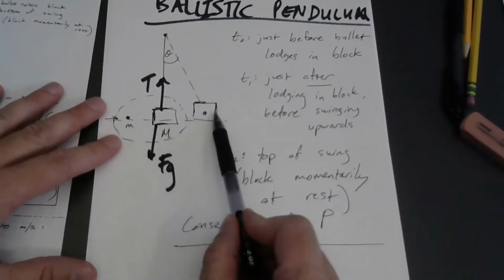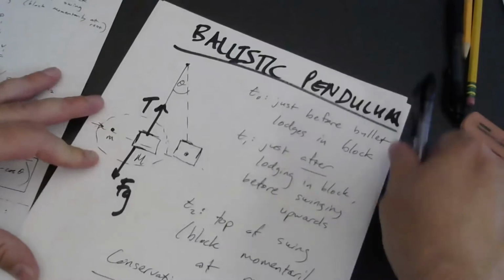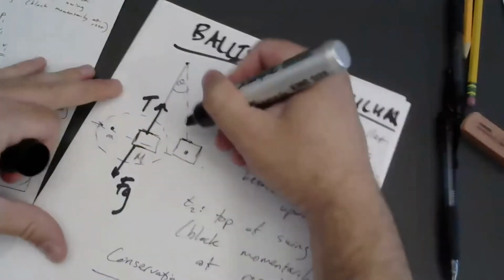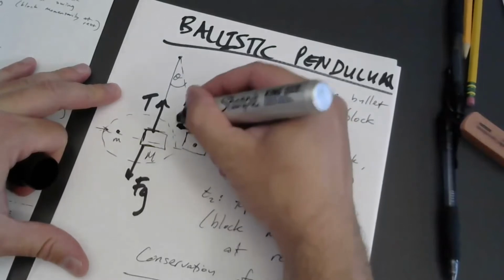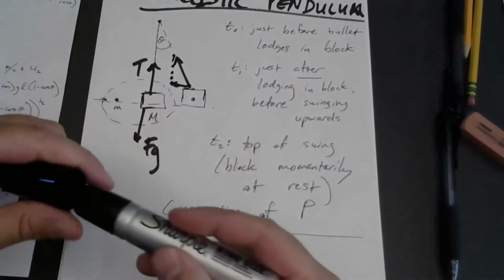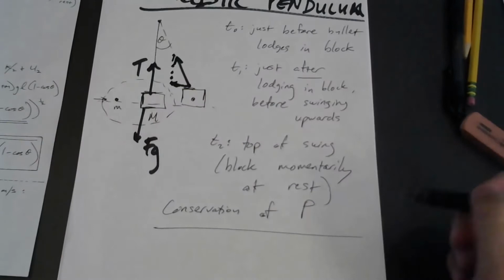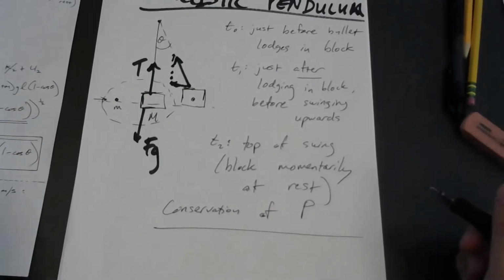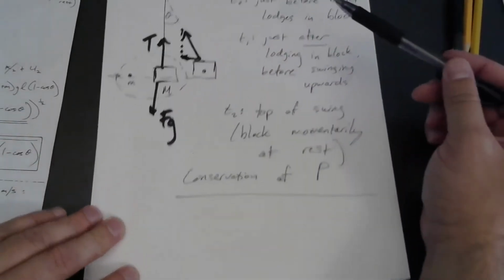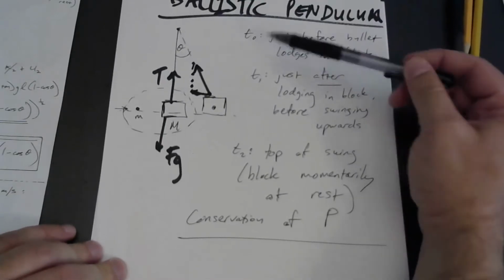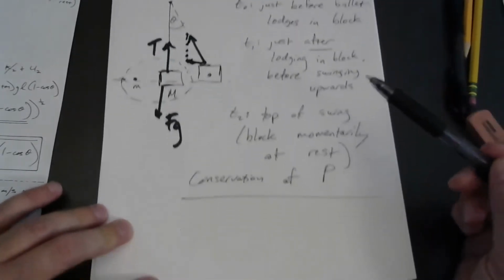As the block is rising, we could look at the tension and see that it actually does have an x component. So the tension will be changing the momentum of the block on the way up. But we're looking at the time interval before the block starts to swing upwards. So during that time interval, we can argue that the momentum never changes, and that means the total momentum at time 0 should be the total momentum at time 1.